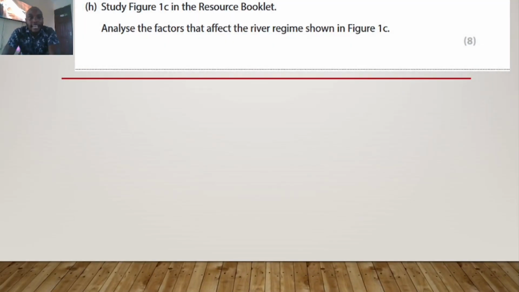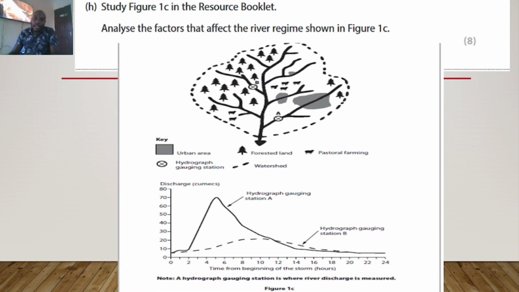Now look at figure 1C in the resource booklet, and analyze the factors that affect the river regime. You know them actually, but here we are instructed to look at the figure in the resource booklet and analyze these factors that affect river regimes. These are watersheds, so this means a drainage basin, a river. Then these are tributaries, I think, and then we have this forested area from the key, and this part A and this part B.